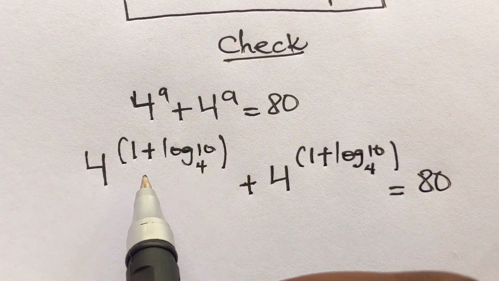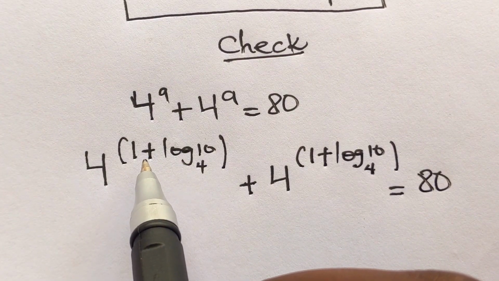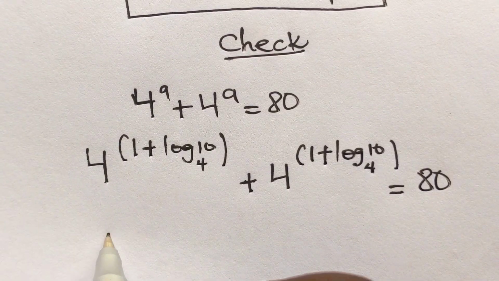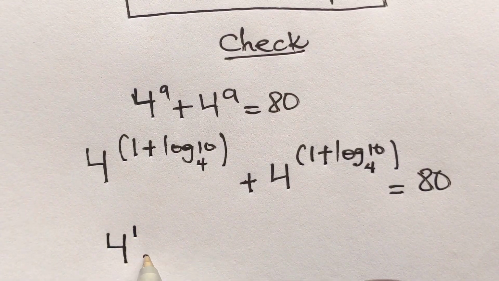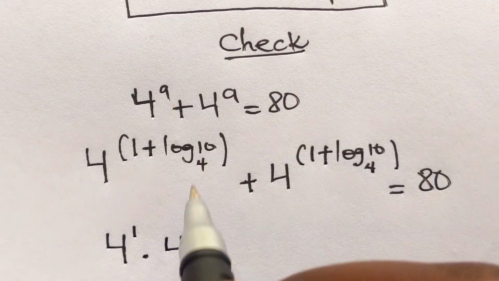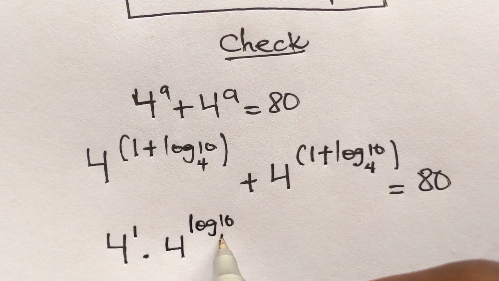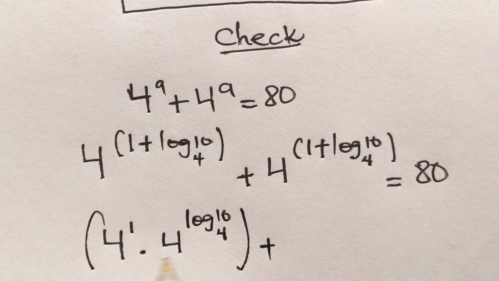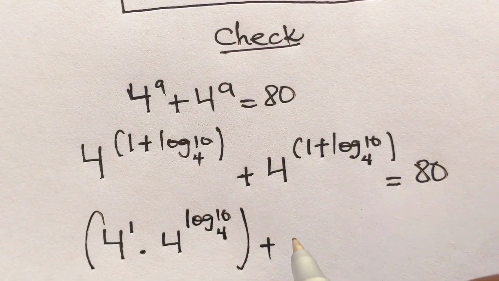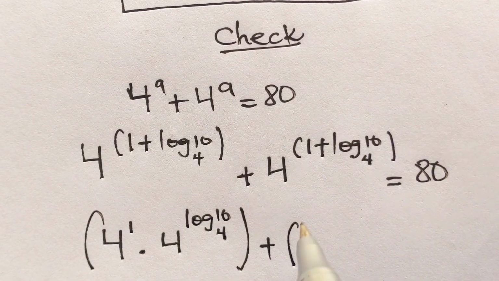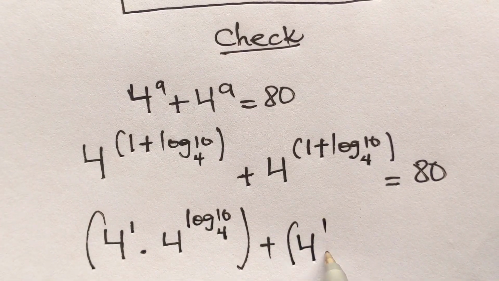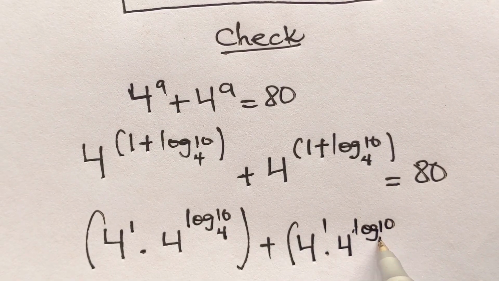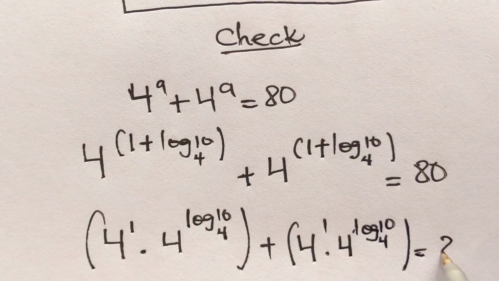And here when you have addition in the power, it means multiplication, of course. That is, we shall write 4 power 1 times 4 power logarithm of 10 to the base 4. Right? And of course we shall copy this one because it still remains the same. 4 power 1 times 4 power logarithm of 10 to the base 4, which equals 80.